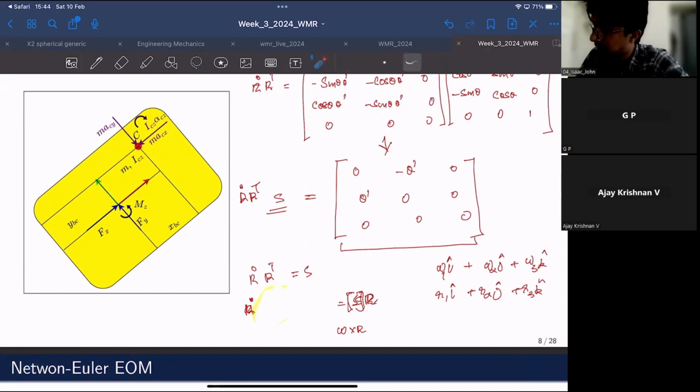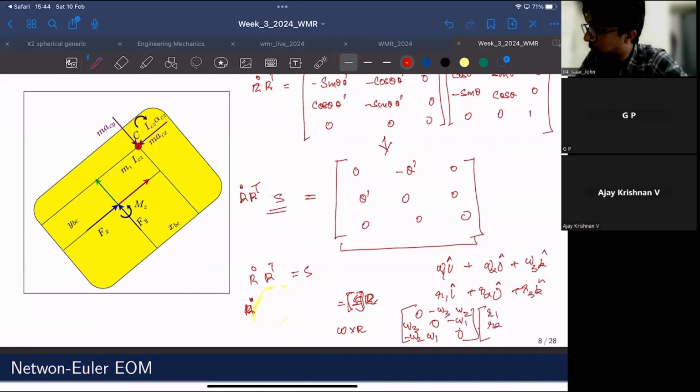similar to this operation. So if you express this omega as a skew symmetric matrix, that will be nothing but 0, minus omega 3, omega 2, omega 3, 0, minus omega 1, minus omega 2, omega 1, 0. This multiplied by this vector R1, R2, R3, you will still end up with the same cross product operation. So the point being, if you write this, this is nothing but equivalent to omega cross R.